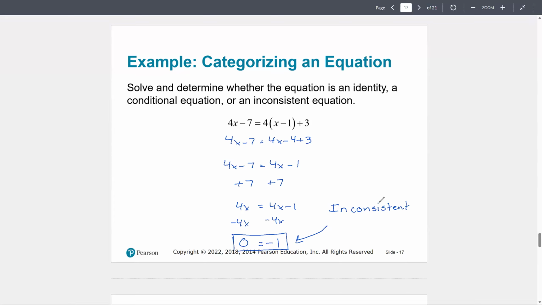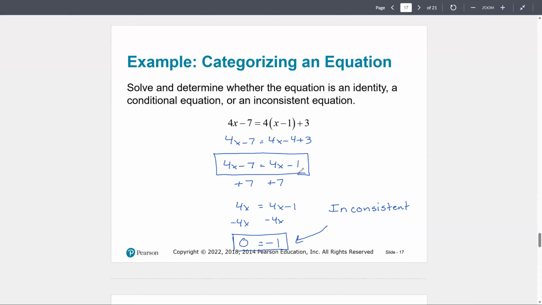What this is telling me is that it doesn't matter what I do, I'm not going to have a solution. Because if you look right here, I have 4x minus 7, I have 4x minus 1. Whatever x is, we're subtracting 7 from one side and we're subtracting 1 from the other side. It's never going to be equal, no matter what we pick.